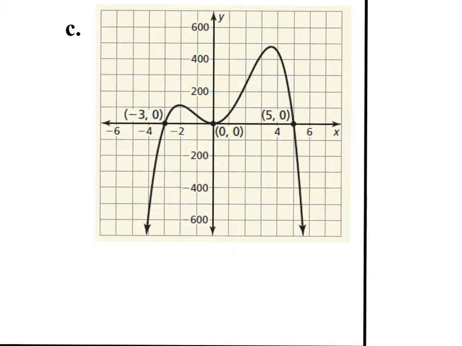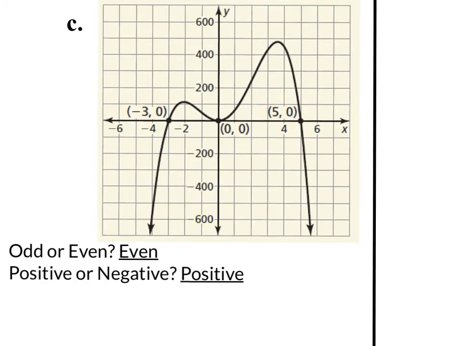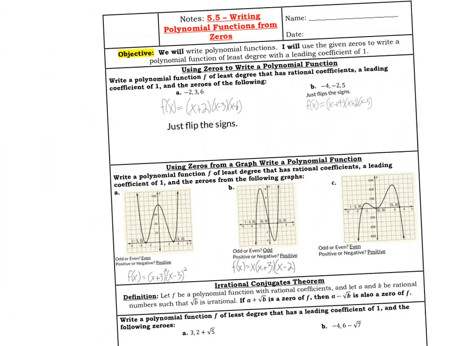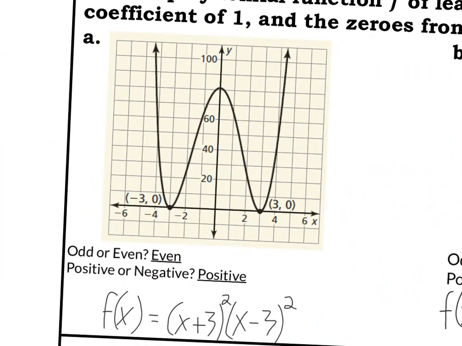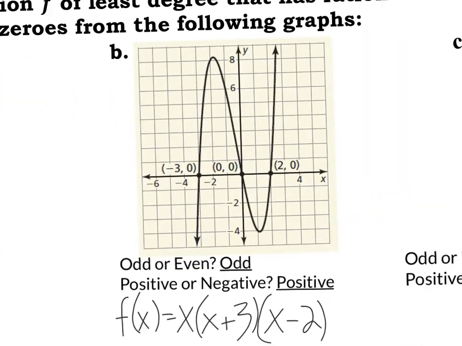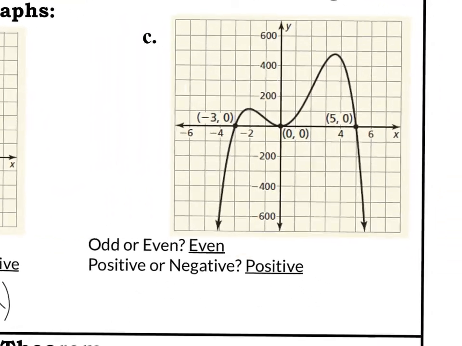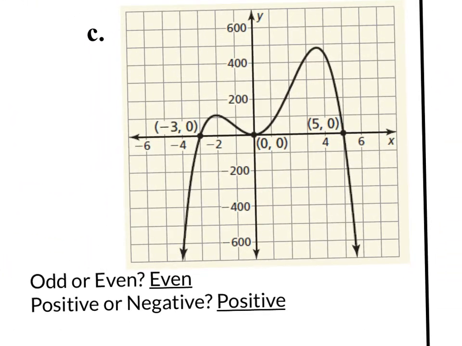So for part C, what kind of function is this? Well, both tails are going in the same direction, so that makes it an even function. And they're both going down, so that makes it a negative even function. So this looks kind of like an M. The first one we did looked like a W, so that gave us a power of 4. So if it looks like an M, we're going to have a negative out in front to make it negative.